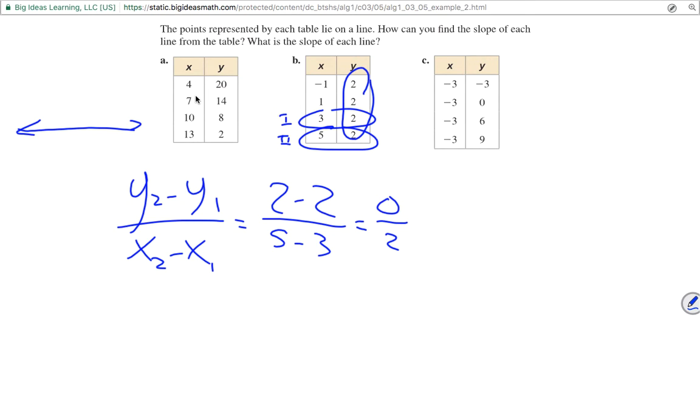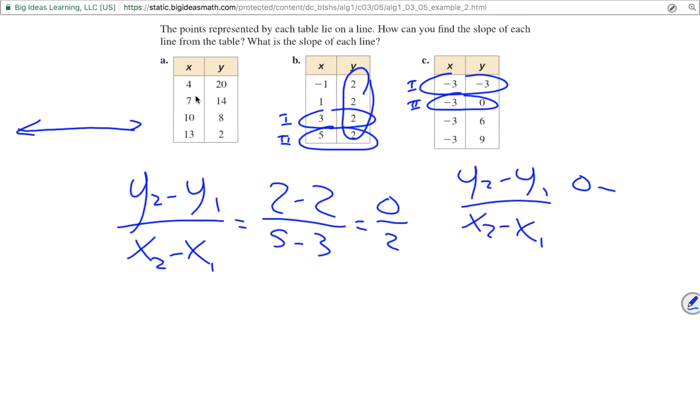Okay. Now look at letter C. What's the repeating one on this one? The x's. So let me use small numbers. Use this one and this one here. If I say this is point 2, this is point 1, okay, there's your formula. Go through here. So the y of the second one is 0, minus y of the first, which is negative 3, all over x sub 2, which is negative 3, minus x sub 1, negative 3. When we solve this, minus the negative 3 is positive 3 on the numerator.